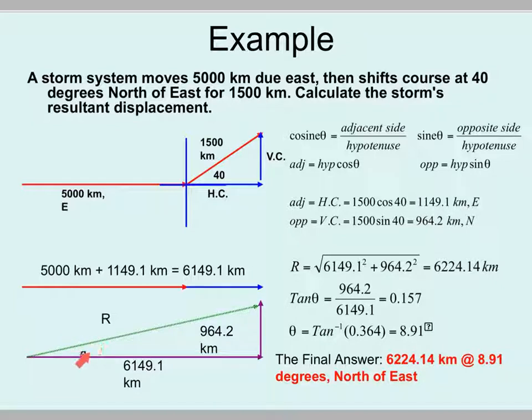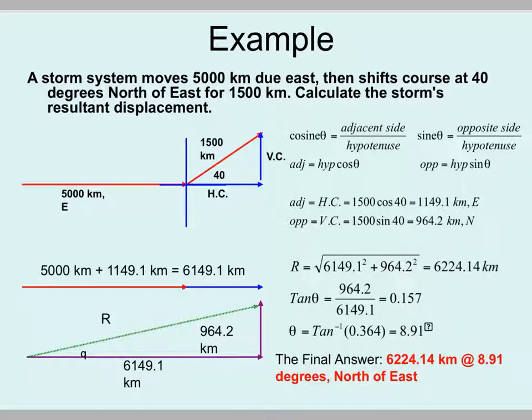So again, with our angle, we're going to use our tangent, and we're going to do our opposite divided by our adjacent. So our tangent would equal our opposite divided by adjacent. We get our number right here, and then we're going to take our inverse tangent, and we get our angle of 8.91. And so our final answer would be 6,224.14 kilometers at an angle of 8.91 degrees north of east.